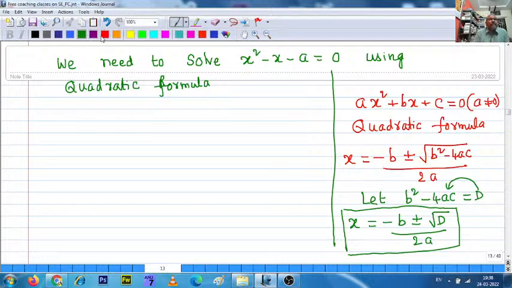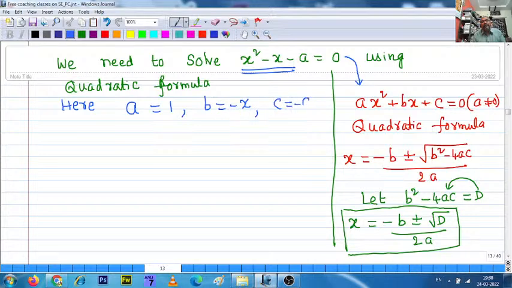So now let us crack this one. How to crack? First of all, we need to compare it to ax square plus bx plus c is equal to 0. Here a equals the coefficient of x square, that is 1. Don't write x square, you need to write 1. So b equals the coefficient of x, that is minus 1, whereas minus a is the constant term, so c is equal to minus a. First let us find the d value.